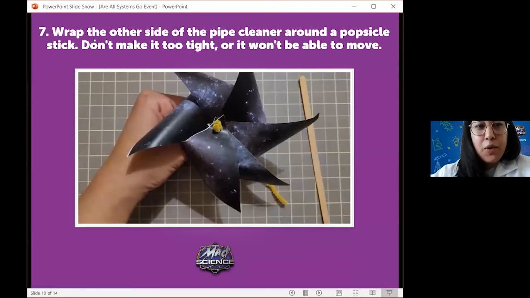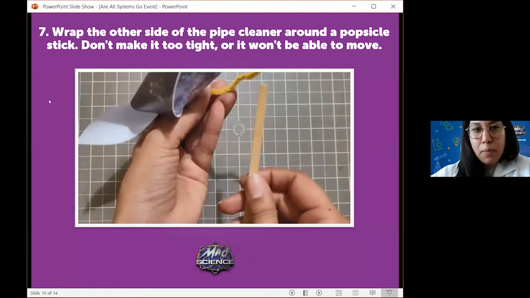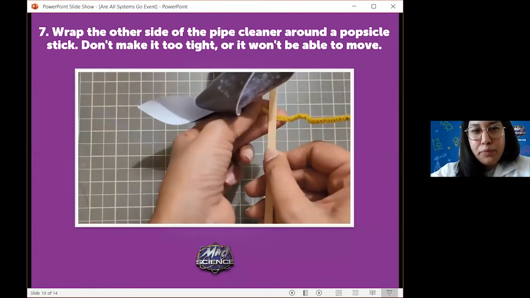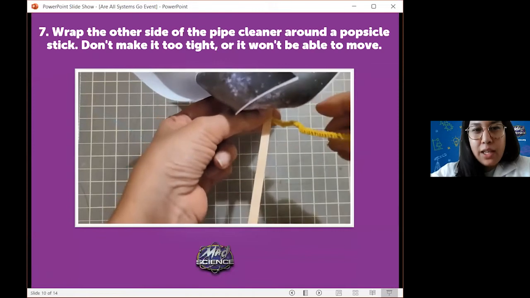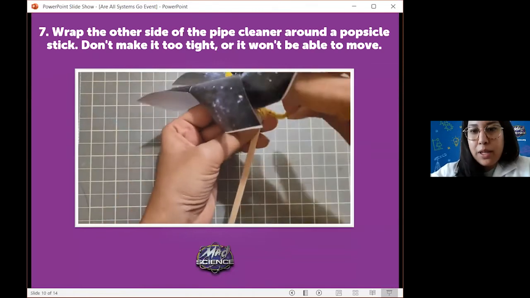Next, we are going to wrap the other side of the pipe cleaner around a popsicle stick. Here's a tip, don't make it too tight or it won't be able to move. So the craft stick here, or the popsicle stick, is going to be your handle for the pinwheel.